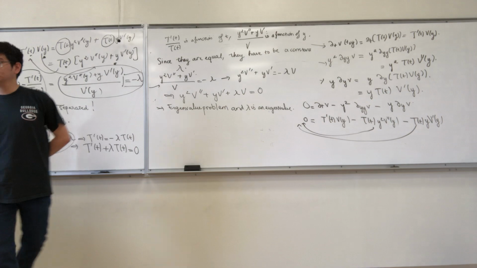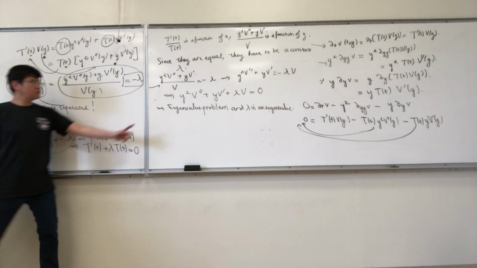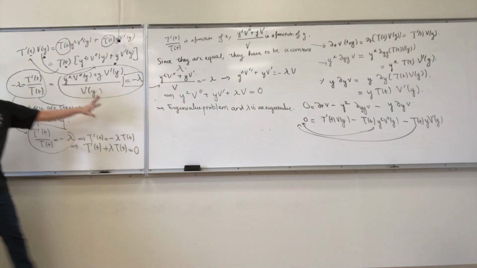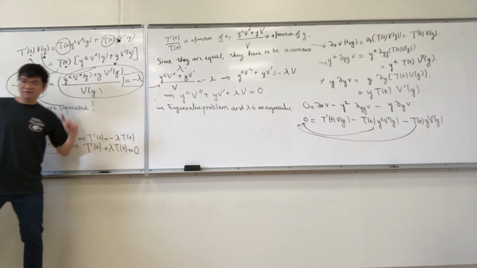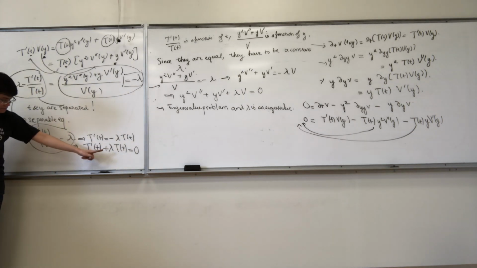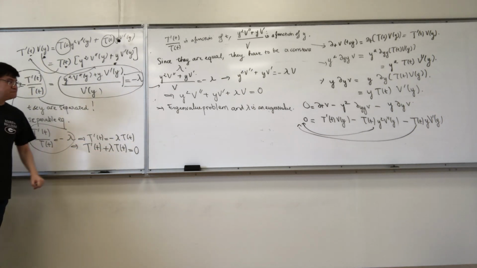All right? It's clear? So I explain again. Because the left-hand side is equal to the right-hand side. The left-hand side is a function of t. The right-hand side is a function of y. So there has to be a constant. I call this constant minus lambda. So when I have t prime over t is minus lambda, I have t prime is minus lambda t, meaning that I have t prime plus lambda t is 0.